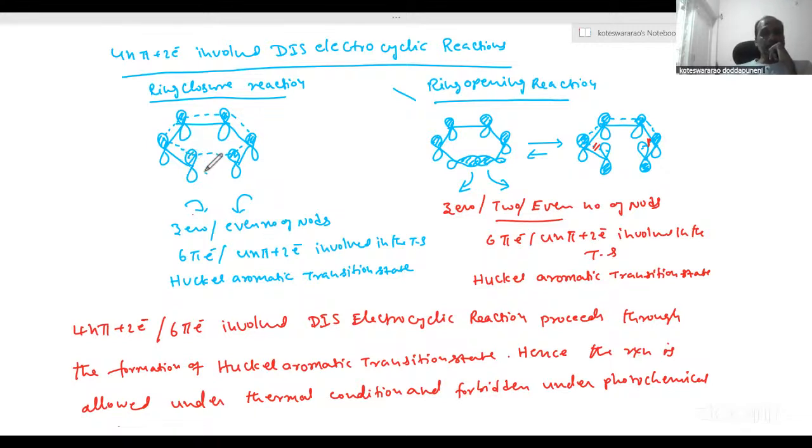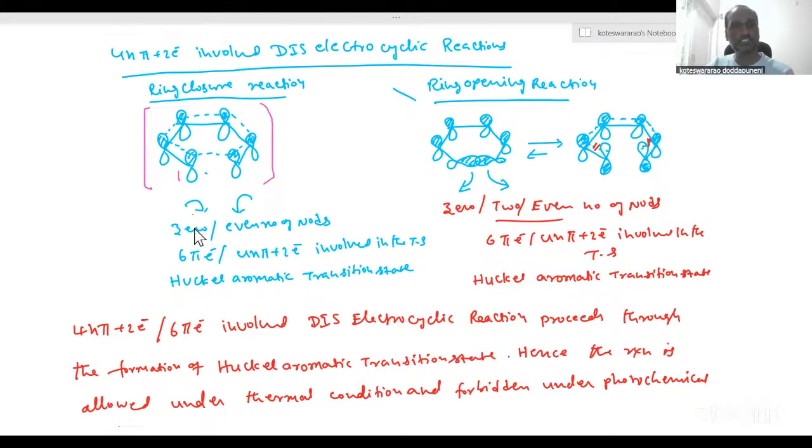On clockwise rotation of the first end, and likewise at this end, the topmost lobe is moving to the inside. At the second end, the topmost lobe is also moving to the inside. The bottommost lobes on both sides move to the outside. Sigma formation now leads to the formation of a transition state. This is the transition state.